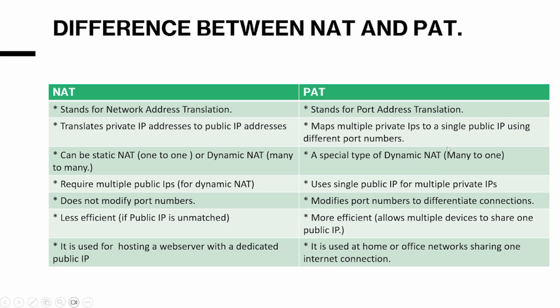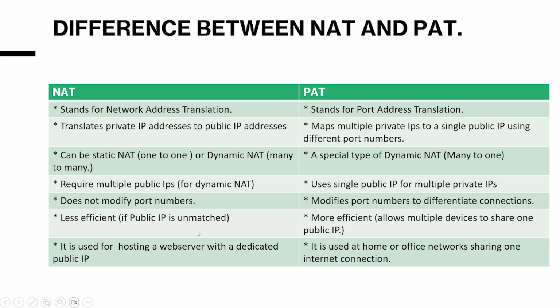That means many devices can be connected using a single public IP as we use different port numbers. Dynamic NAT requires multiple public IPs. But in PAT, we only use a single public IP to connect different devices. In NAT, it does not modify port numbers, but PAT modifies port numbers to differentiate connections.